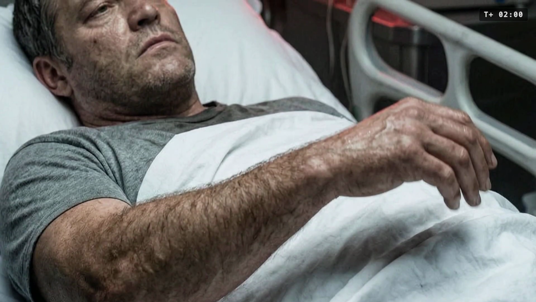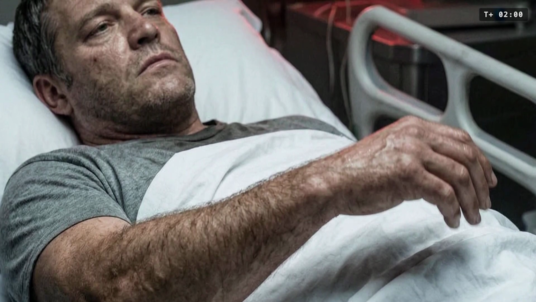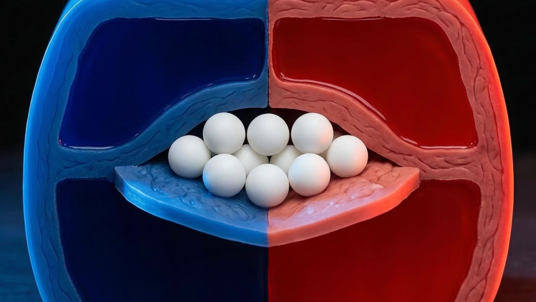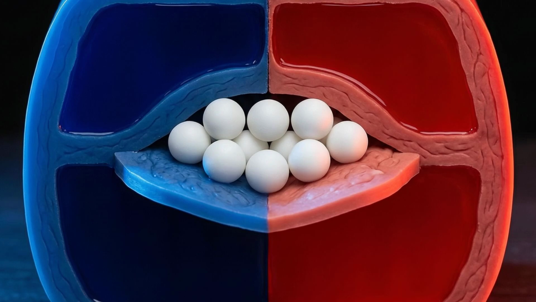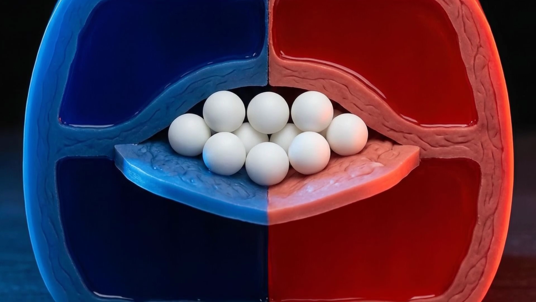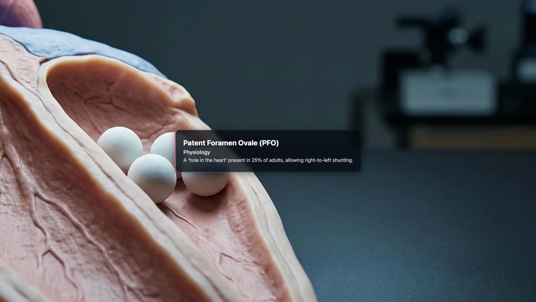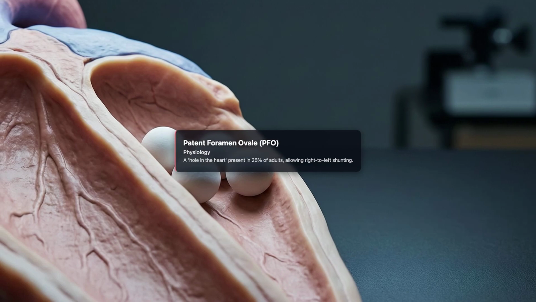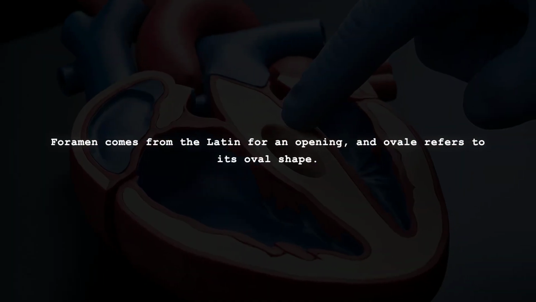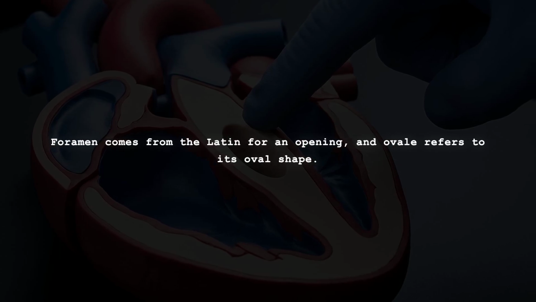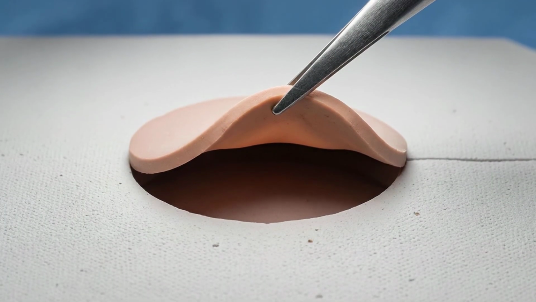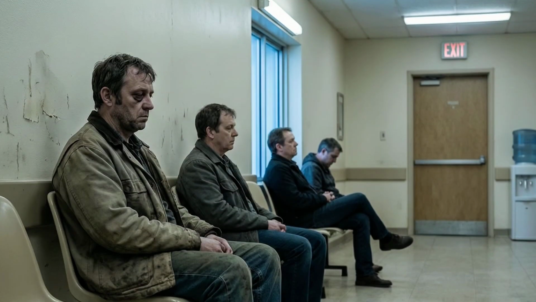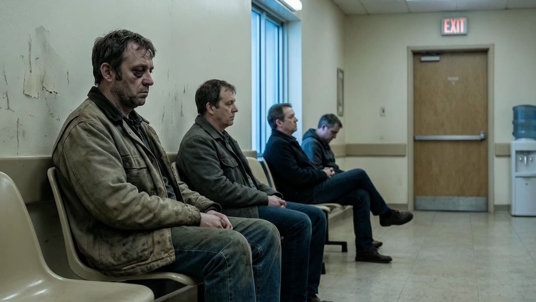Suddenly, his right arm jerks uncontrollably and his gaze deviates. He is having a focal seizure. This shift indicates the air is no longer confined to the right side of his heart. It has entered his arterial circulation, known as paradoxical arterial embolization. To understand how gas reached the brain, we look at a hidden anatomical flaw present in 25% of the population. A patent foramen ovale. Foramen comes from the Latin for an opening, and ovale refers to its oval shape. In the womb, this small flap allows blood to bypass the lungs, but it typically seals shut after birth. However, in 1 out of every 4 people, it remains a potential doorway.